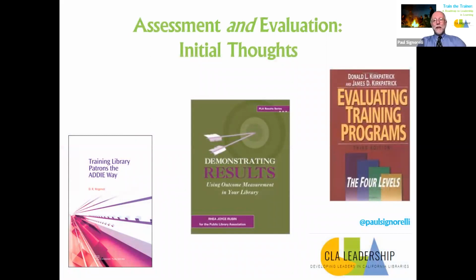And here we are. 3 things that I think are wonderful resources. Again, you'll have the slide deck, so you don't need to be jotting down titles now unless you want them. But the first one is that whole book on training library people in the ADDIE model. The second book here is Rhea Joyce Rubin's book on demonstrating results. It is not a training book. It is a book about programming and measuring results of programs. And yet it's one of the best things I've ever read in terms of being able to adapt it back to training. It's a wonderfully complex book that goes through all kinds of things for you about how you can evaluate the results of a program.